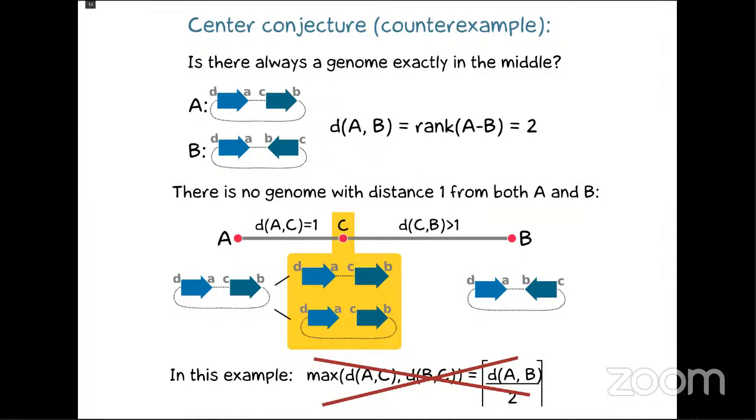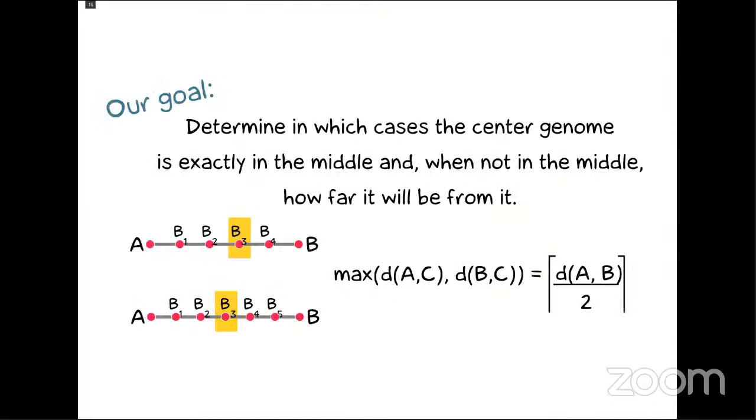So by just analyzing the few simple cases that arise here, you conclude that there's no way to achieve a center score of 1 in this case. All right. So if it's not possible to achieve that in general, in which cases can we find a genome in the middle? That's our next question.